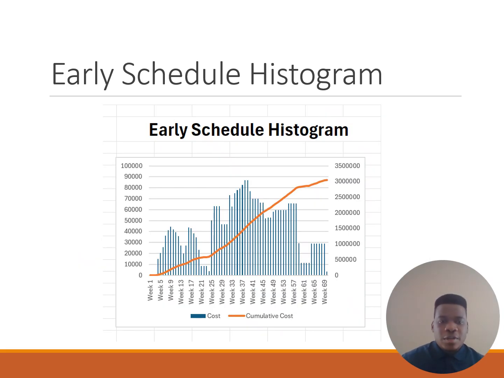So now I'd like to talk about two histograms, starting with this early schedule histogram. This histogram shows weekly project costs based on the early start schedule. Costs increase steadily as more activities begin, with peaks during major construction phases. The orange cumulative cost line shows the progressive spending curve approaching the total project costs near the end. This helps evaluate the expenditure patterns and cash flow requirements.